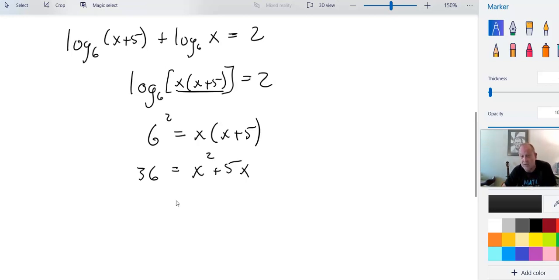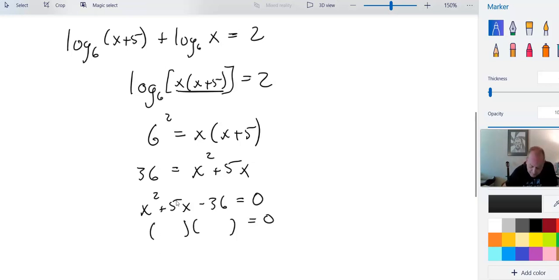I can see that this is actually a quadratic equation. So if I subtract the 36 over, I end up with x squared plus 5x minus 36 is equal to 0. This left-hand side actually factors. Okay, now, let's see here. That's going to be x and 36, so it's going to be plus 9 minus 4, right? Which means that x is equal to negative 9 or x is equal to 4, right? Those are our two choices.